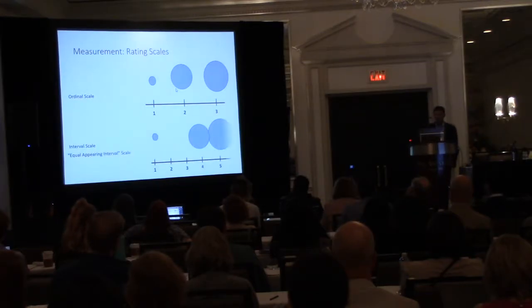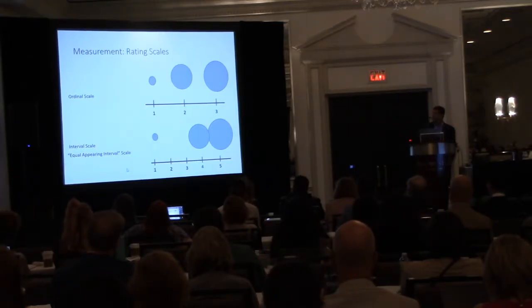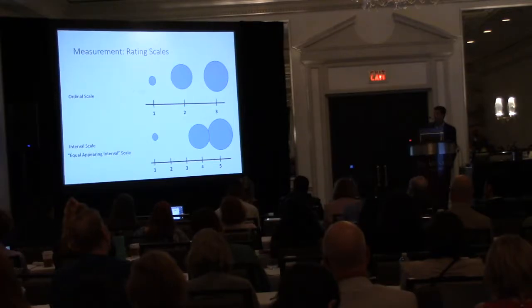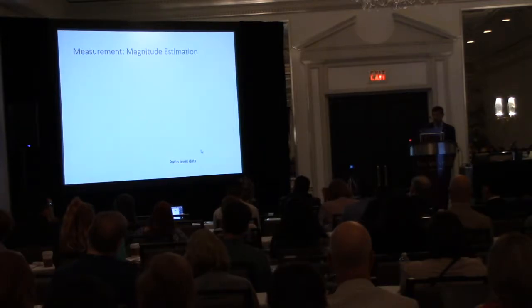Another measurement property is called an interval scale, what's called equal appearing intervals. This would be true if your measurement says that if this is 1, this is 4 units bigger, and this is 5 units bigger. Remember, they're the same sizes as this one. But if you call them 1, 2, 3, you're just getting ordinal information. If you're getting 1, 4, and 5, this could be equal appearing intervals.